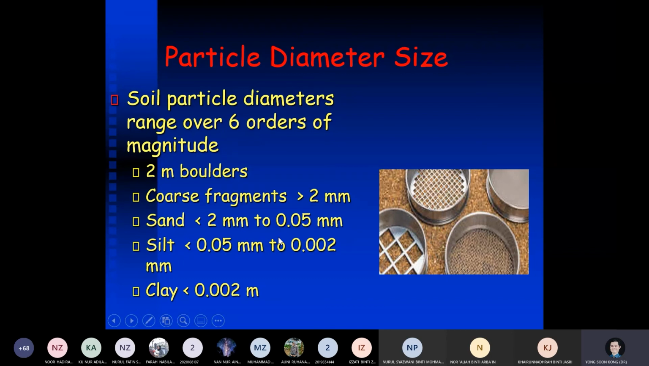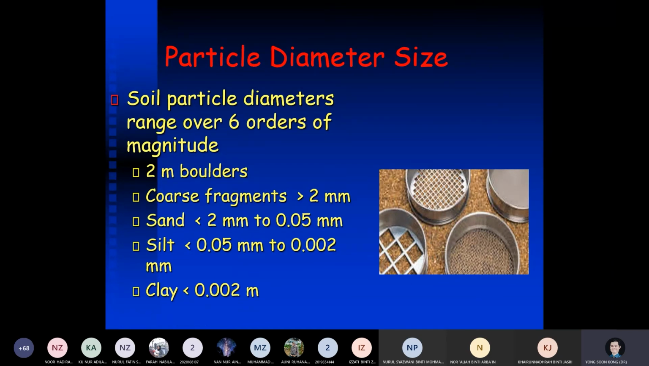Usually in determination of soil texture, boulders are excluded, as well as the coarse fragments. Those that are larger than 2 mm are usually excluded, because why? When you collect soil samples, the boulders and the coarse fragments are manually removed. And then after that, the sieving goes on. So you sieve to 2 mm, then you sieve to 0.05 mm, the things that are retained are sand, and for smaller ones, you sieve further until you get clay. So this is how we determine the soil particle size.